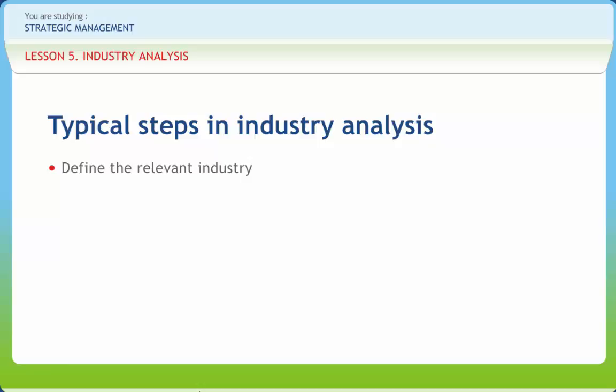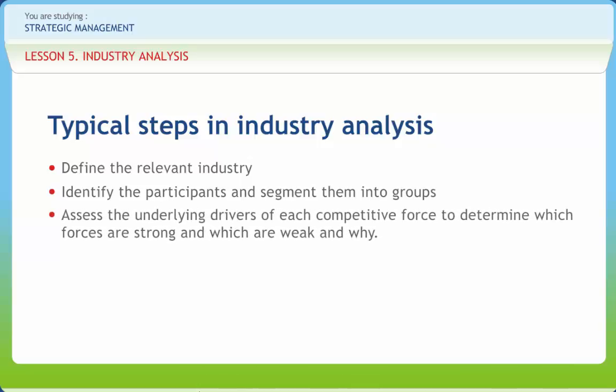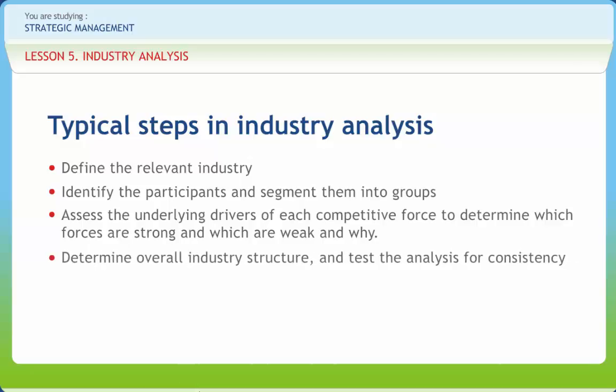Define the relevant industry, such as what products are in it, which ones are part of another distinct industry, and what is the geographic scope of competition. Next, identify the participants and segment them into groups, if appropriate: who are the buyers and buyer groups, suppliers and supplier groups, the competitors, the substitutes, and the potential entrants. Next, assess the underlying drivers of each competitive force to determine which forces are strong and which are weak, and why. Determine overall industry structure and test the analysis for consistency.